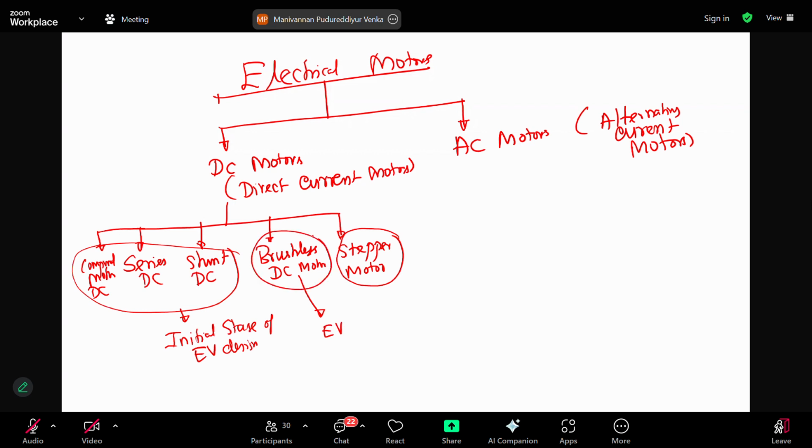We will talk more about this, but of course, we'll talk about series motor, shunt motor, compound motor. Stepper motor, I'm not going to talk about. If time permits, we'll see. Otherwise, this is very important: what is the brushless DC motor, how it works, what input we are giving, all this we'll talk about. When we talk about AC motors, again, there are mainly 2 types. One is called synchronous motor. The other one is called induction motor.